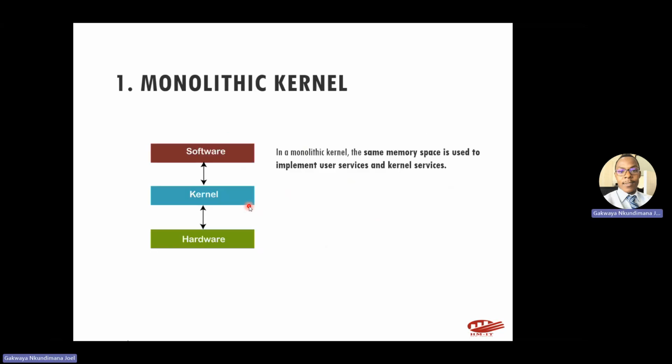Now, look at the monolithic kernel. In a monolithic kernel, the same memory space is used to implement user services in the kernel. So here, it's about where the kernel resides. It does not separate the services and the kernel activities. They all reside together. If you look at, for example, Unix and Linux, they are what? Monolithic kernel.